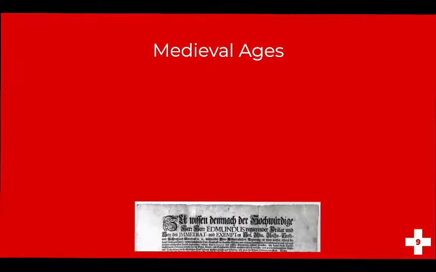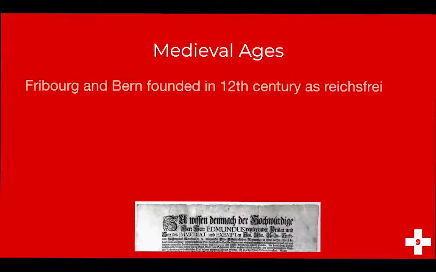So let's go ahead and fast forward a little bit to the medieval ages. This area up until then was the Burgundians and the Alemanni. You can go read the history of how the Holy Roman Empire formed. This entire region became part of the Holy Roman Empire, and the cities of Freiburg and Bern. Bern is today the federal city.